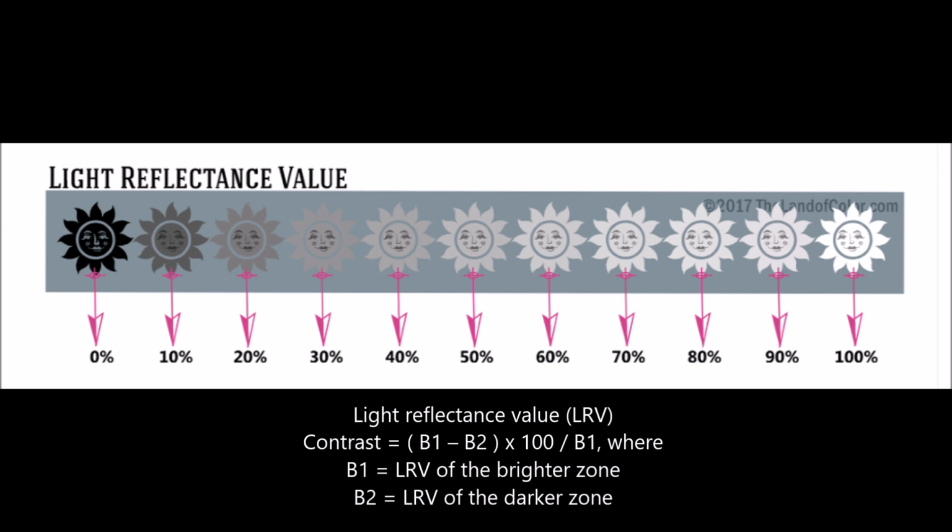How to measure color strength and contrast. We should use light reflectance value measurement, and the formula for contrast is given as the LRV of the brighter zone minus the LRV of the darker one, times 100, divided by the LRV of the brighter zone. LRV equal to 0 is literally black, and LRV equal to 100 is white. We are searching for color combinations that have a contrast value of at least 70.